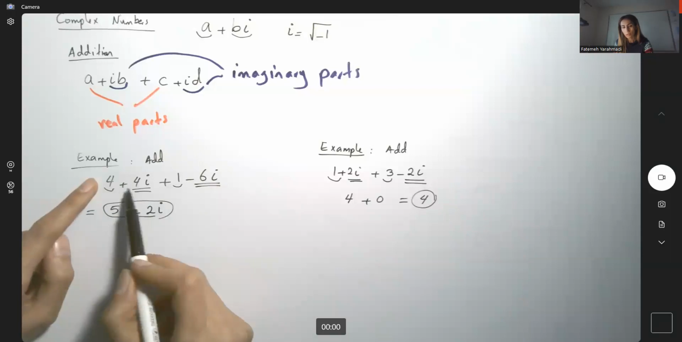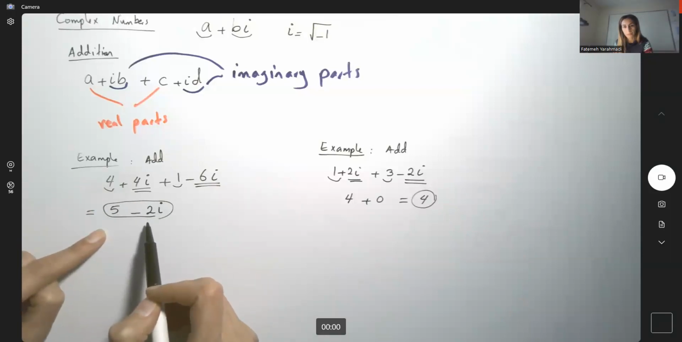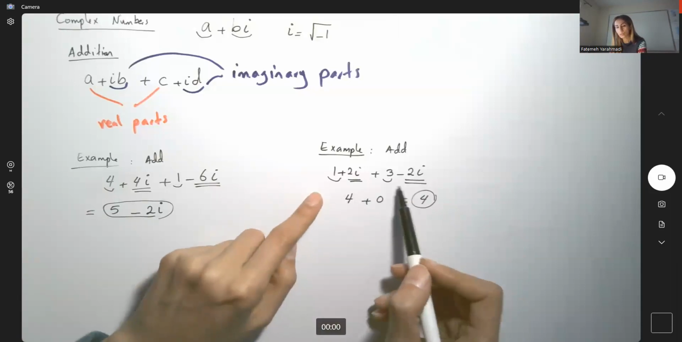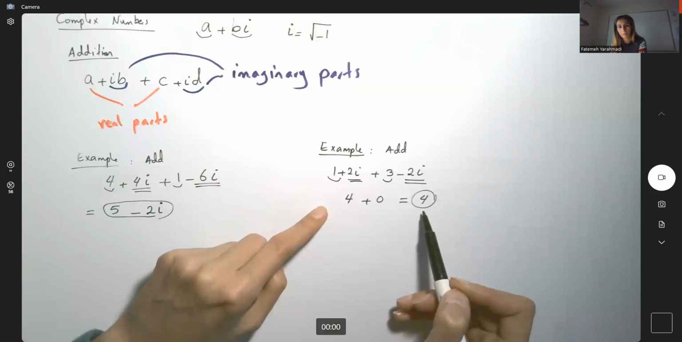We added two complex numbers together. The result is a real number.